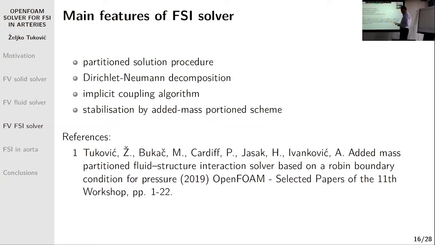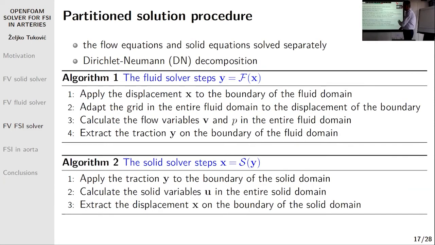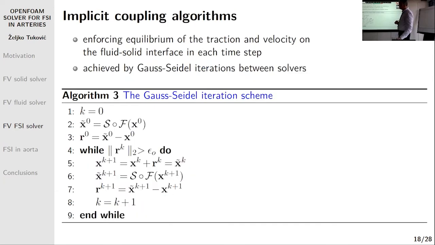Similar solver is already implemented, but it was for compressible solid, and we need here incompressible solid. So partitioned solution procedure means that flow equation and solid equation are solved separately using Dirichlet-Neumann decomposition. This means that at the fluid side of the interface, we apply displacement, which is extracted from the solid side of the interface, and at the solid side of the interface, we apply traction, which is extracted from the fluid side of the interface.